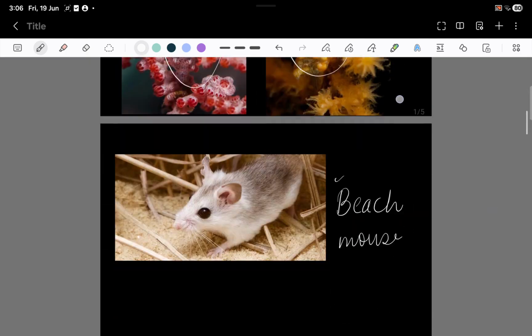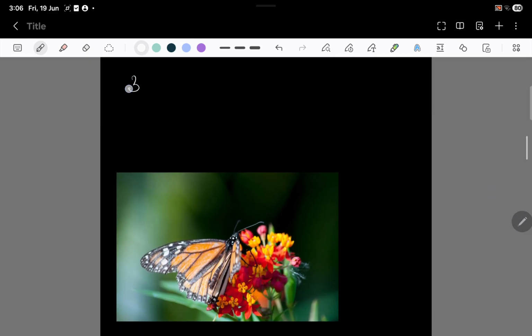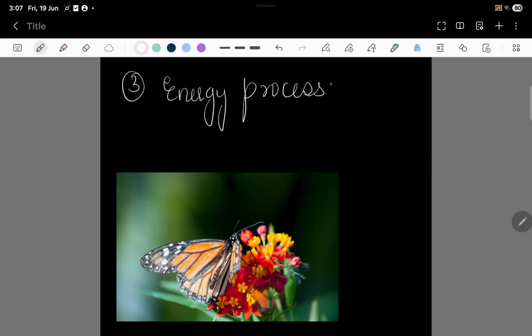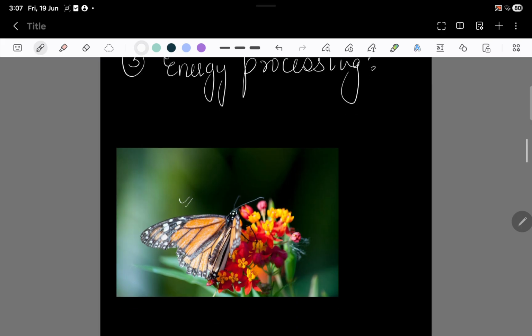Okay, the third, energy processing, right? Every organism needs energy for different purposes. For example, this butterfly needs energy for flight, right, and for all other functions.